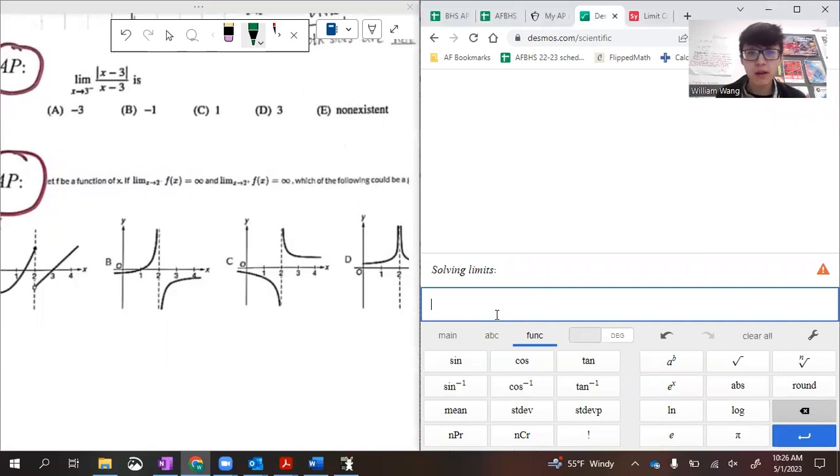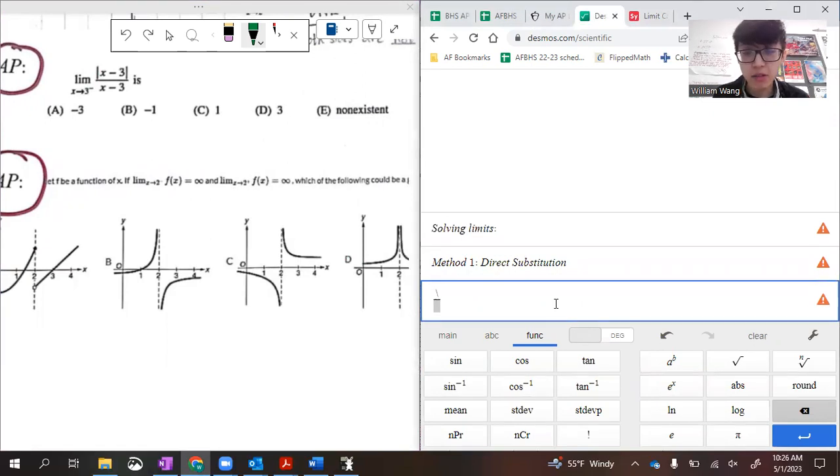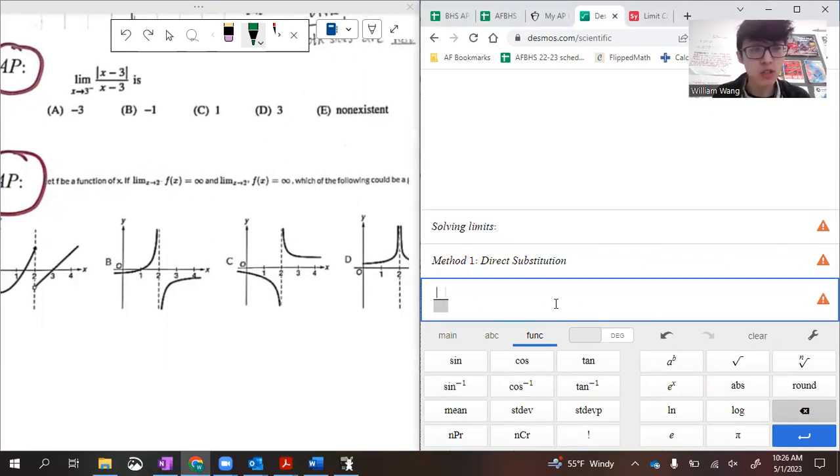The first method, the most direct method for solving limits, is called direct substitution. Right, so let's try that. I'm going to plug in 3. This says 3 from the left, but basically I'm approaching 3, so let's plug in 3. So it's going to be the absolute value of 3 minus 3 divided by 3 minus 3. All right, you'll see Desmos actually gives me an answer here.